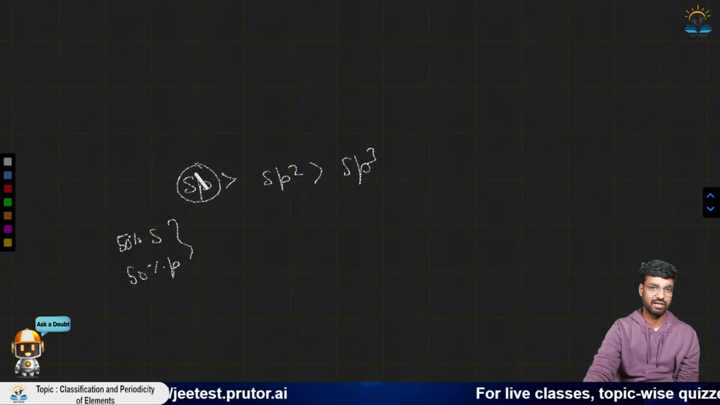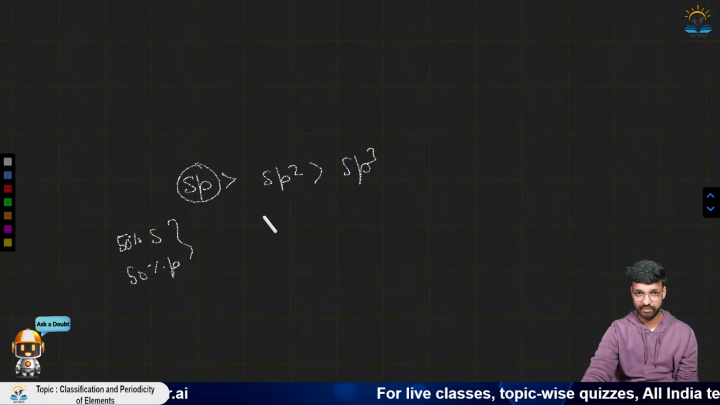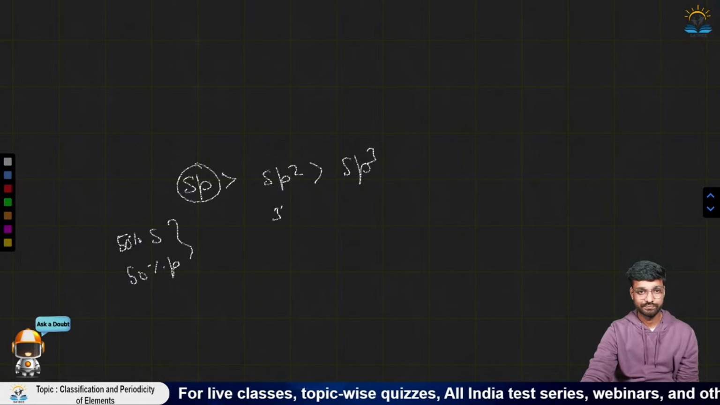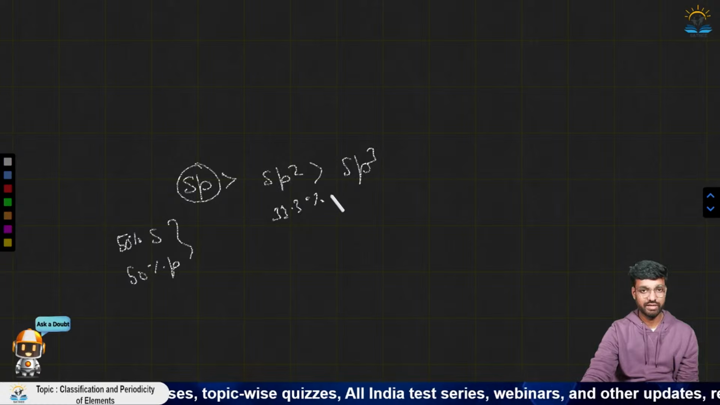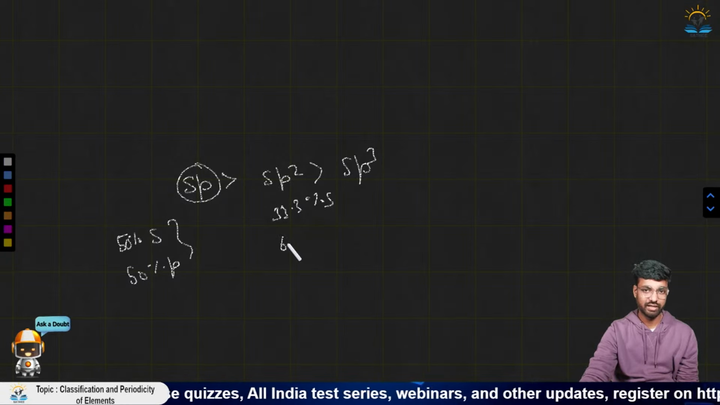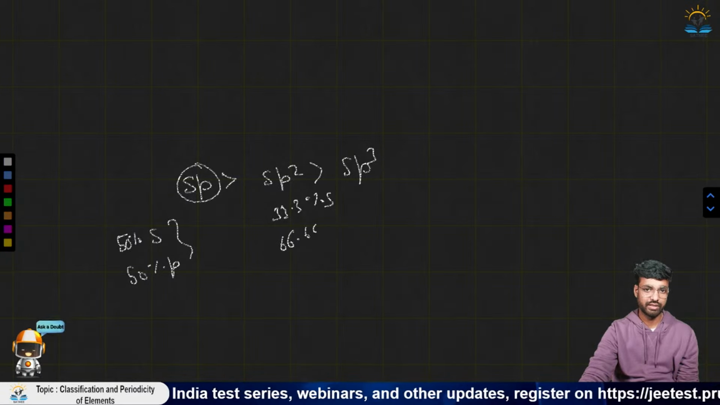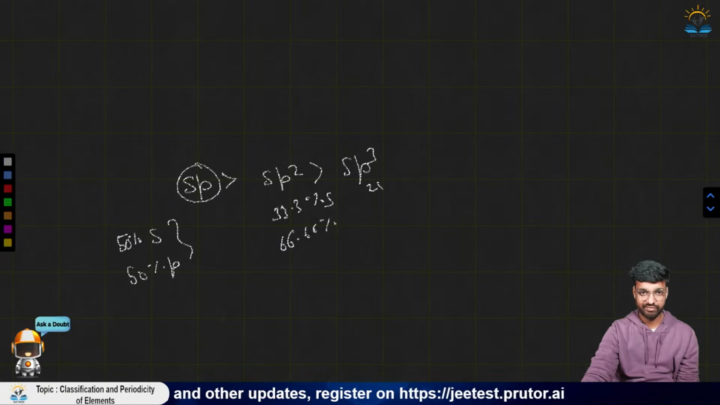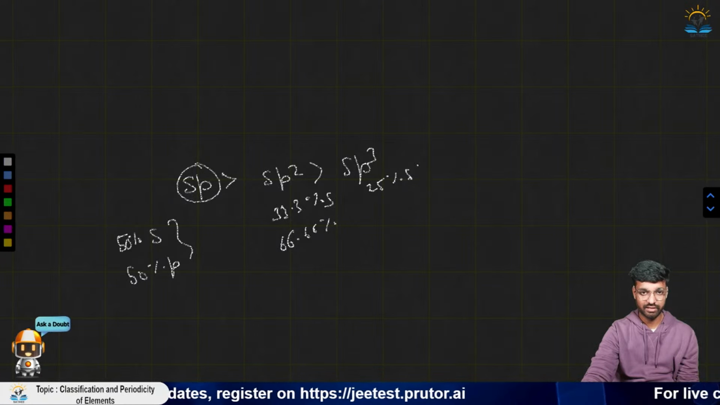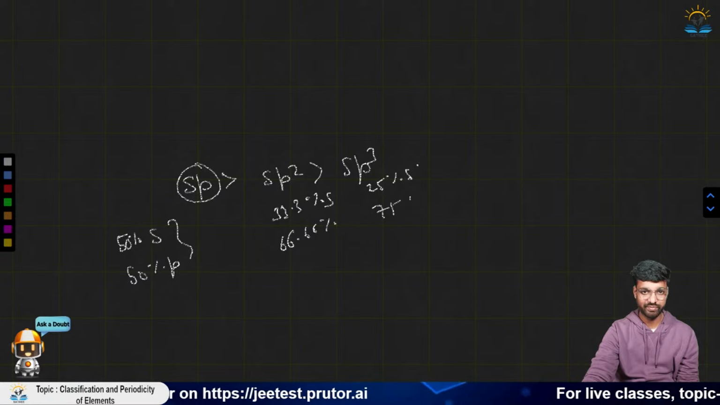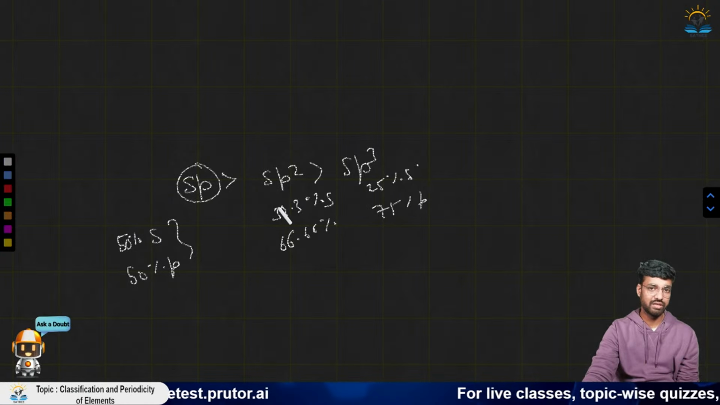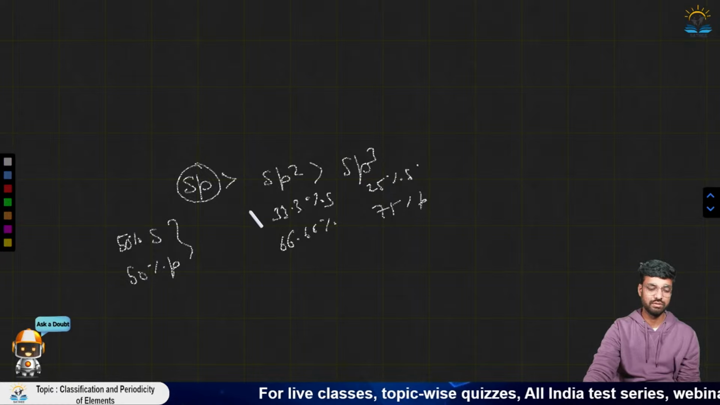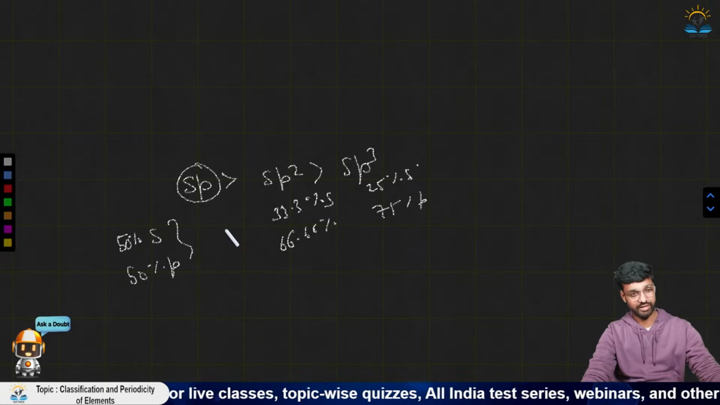So sp has a greater electronegativity compared to sp2, which has 33.33% s character and the remaining 66.66% p character. Now we have sp3, which is 25% s character and 75% p character. Now you can see very clearly that we have increasing s character as we move from 3 to 2 to 1, and the same goes for electronegativity.